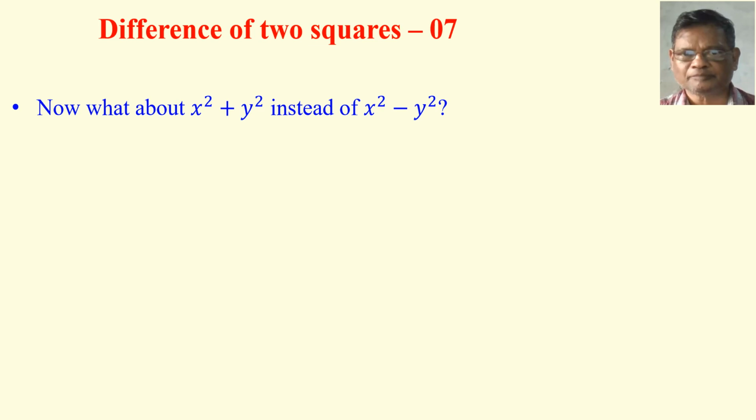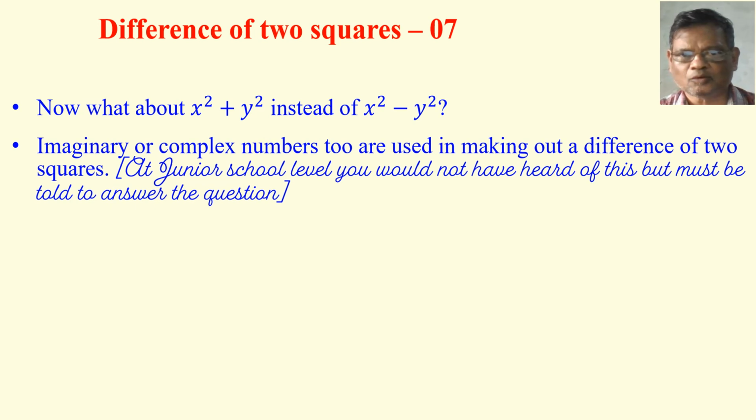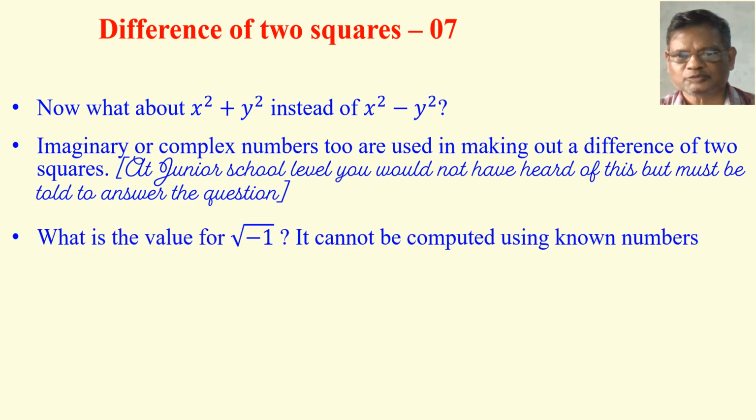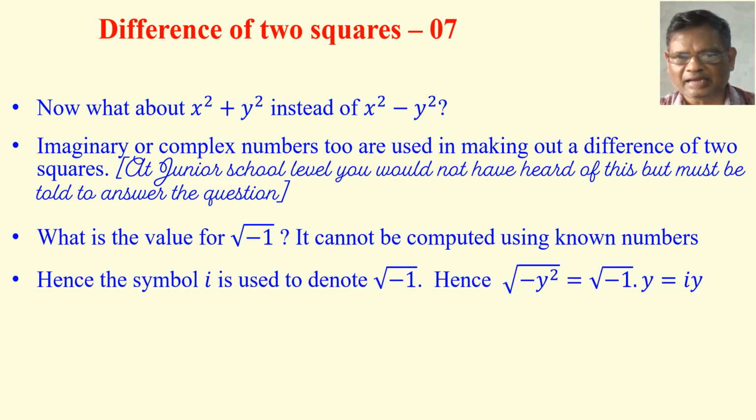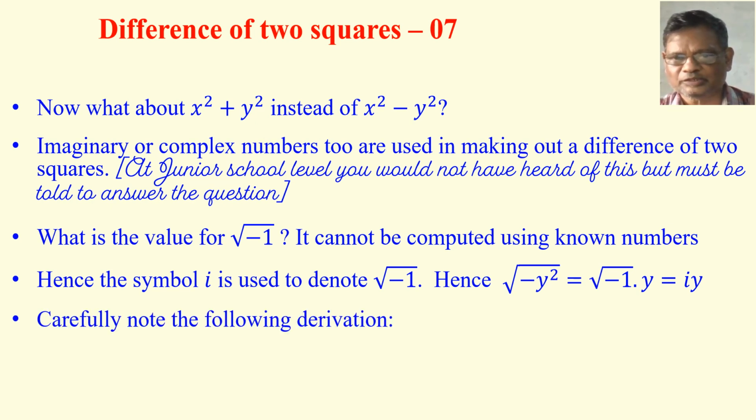Now, what about x squared plus y squared instead of x squared minus y squared? Imaginary or complex numbers too are used in making out a difference of two squares. At junior school level, you would not have heard of this but must be told to answer the question. What is the value of square root of minus 1? It cannot be computed using known numbers. Hence, the symbol i is used to denote square root of minus 1. Hence, square root of minus y squared is equal to square root of minus 1 into y, which is equal to iy.